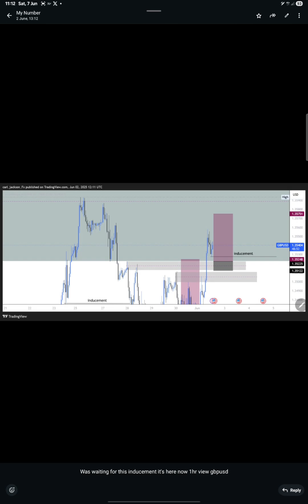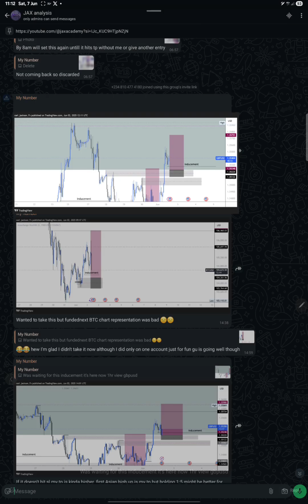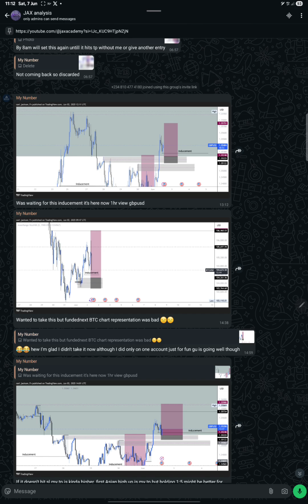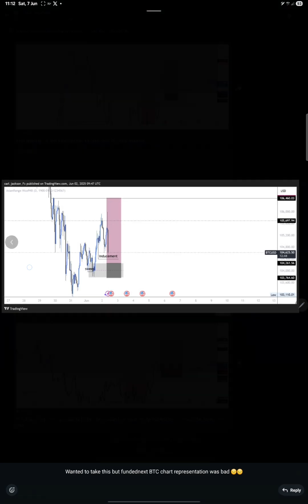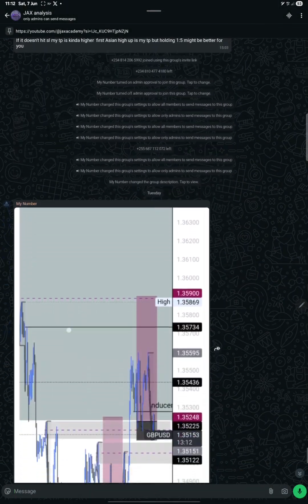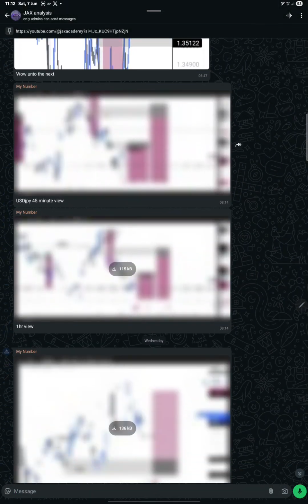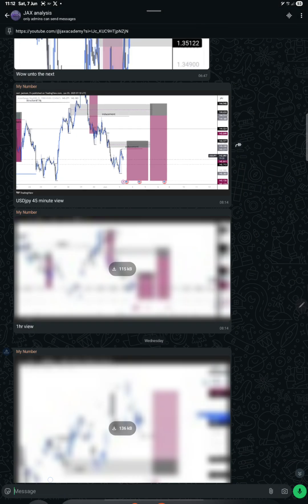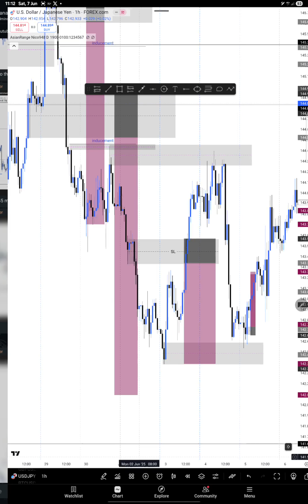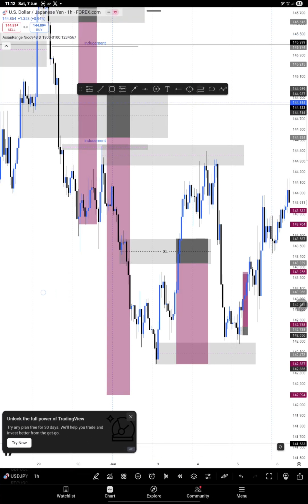Today I'll be going over my trades for the week. I took three trades this week: a buy on GBP USD, a buy on BTC USD, and a sell on USD JPY. Those are the three setups. So I'll be going over the setups, what went wrong, and how I can improve.